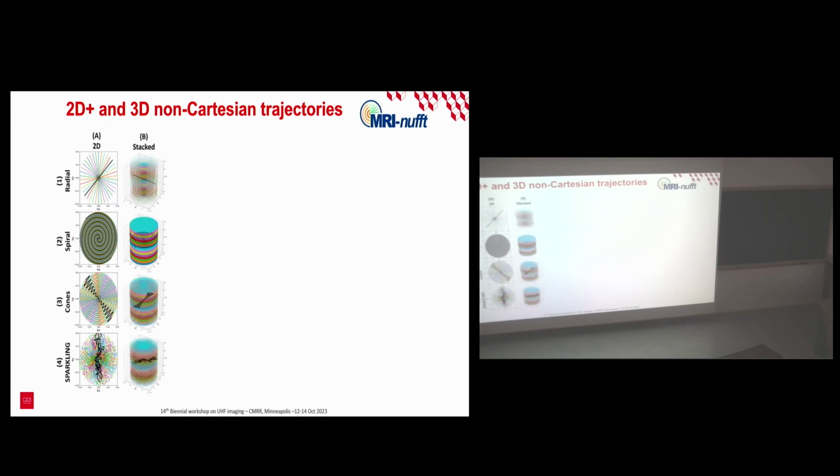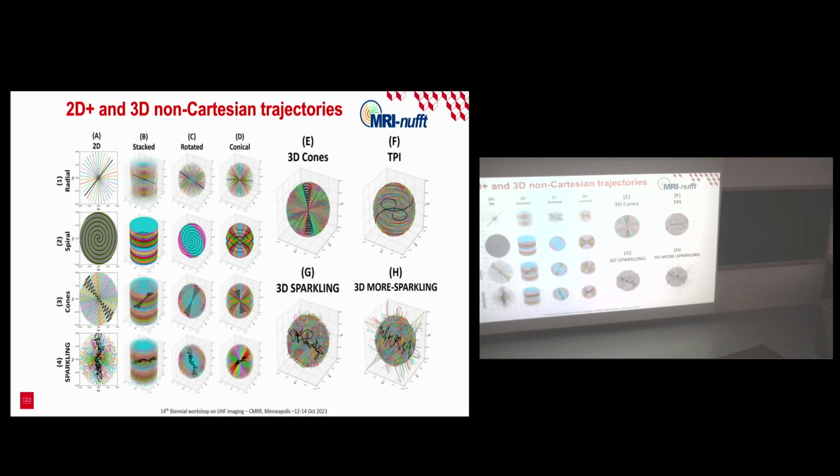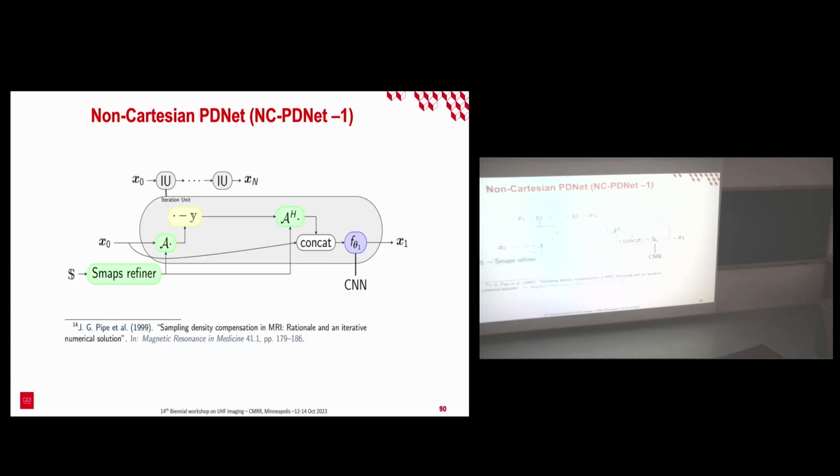So it works in 2D, a stacked version of 2D to access 3D imaging protocols, or rotated conical 3D cones, TPI, and also the 3D SPARKLING stuff that I showed you before. And with that, we have also extended the original XPDNet or PDNet to non-Cartesian imaging settings. We still kept similar architectures as before, except that this time we introduced a very instrumental component, which is called density compensation.